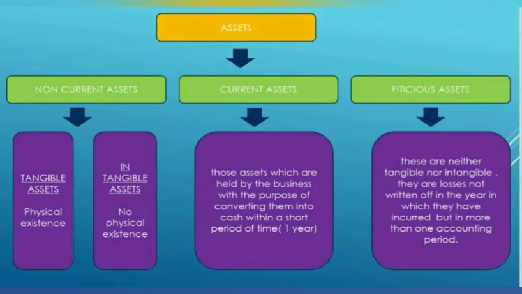So fixed assets are also further divided into two categories. That means your tangible assets and intangible assets. Tangible assets are those assets which have a physical existence. That means they can be seen or touched, like your machinery, your furniture, your land and building. Intangible assets are those assets which do not have physical existence. That means they cannot be seen, neither touched.